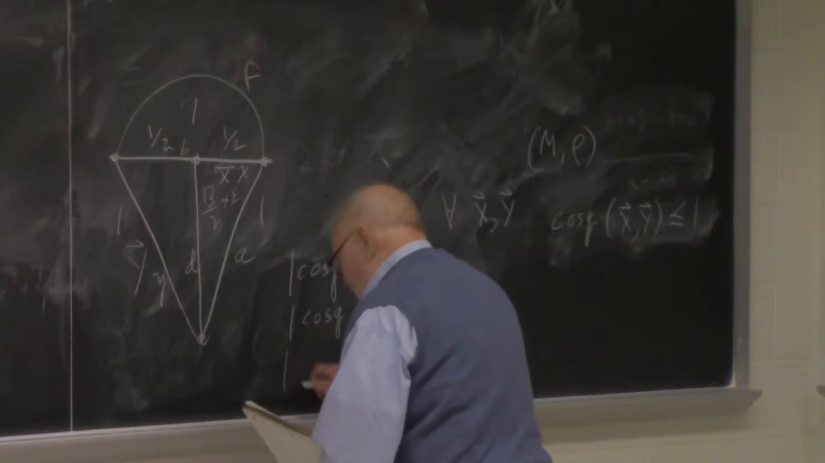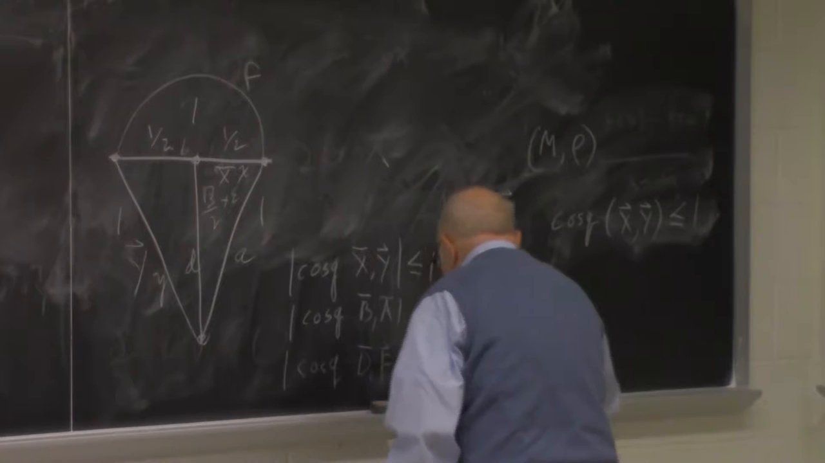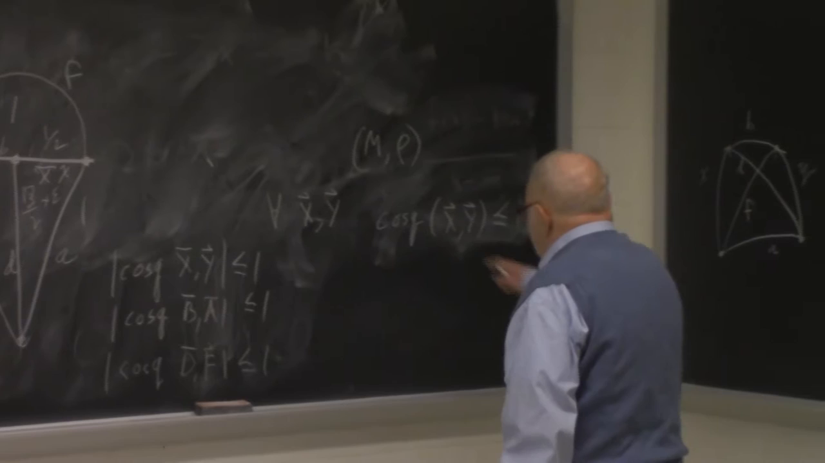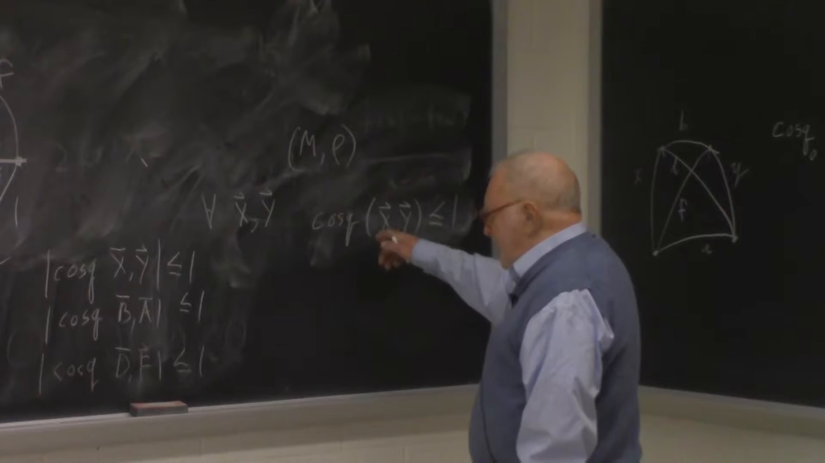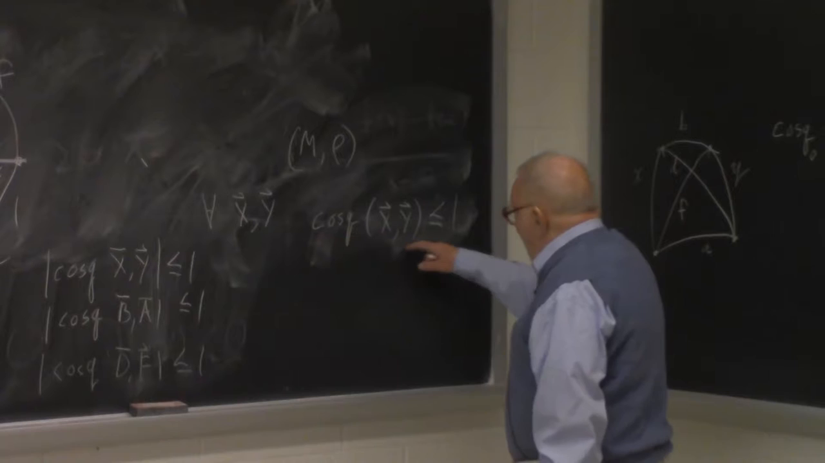And one other possible case. So all these cosqs are less than or equal to 1, fitting the criterion which I have announced to guarantee that it is a cosqK space, it is a cat zero space. And of course, it isn't a cat zero space.